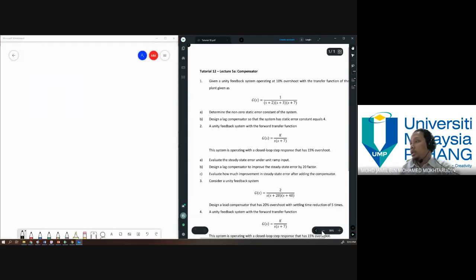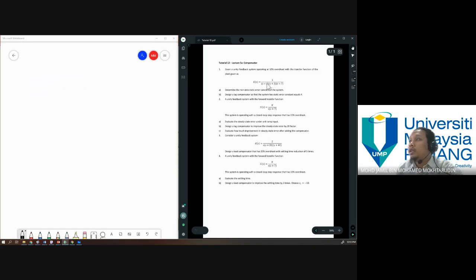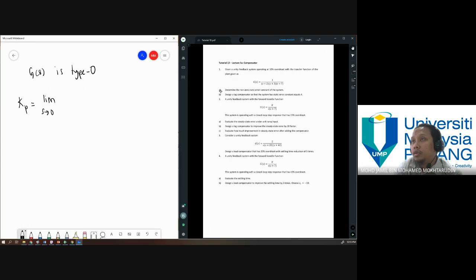Okay, so this is your forward transfer function of the system. So determine the non-zero static error constant of the system. So for question A, we go back to the lecture on steady state error. Okay, so look at GS. So GS here is type 0, okay? So the only static error constant that exists for type 0 is KP. Okay, so KP equals the limit when S approaches 0 of GS. So equals 1 over 2 times 3 times 7.